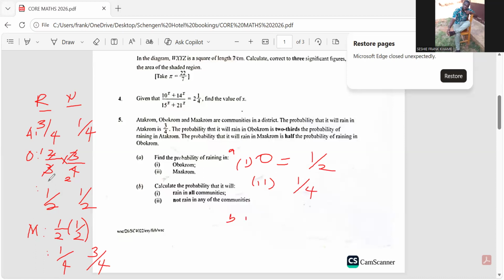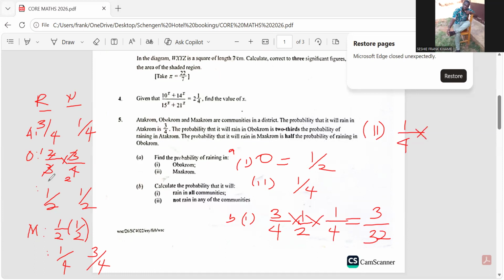Now rain in all communities: Attack room times Obo room and then Mark room. That's going to be 3, 1, 3, 4, 2, 16. That's that. Not raining in all three. So not raining in Attack room is 1/4, Obo room is 1/2, and Mark room is 3 out of 4. And that's going to be 3 out of 32.